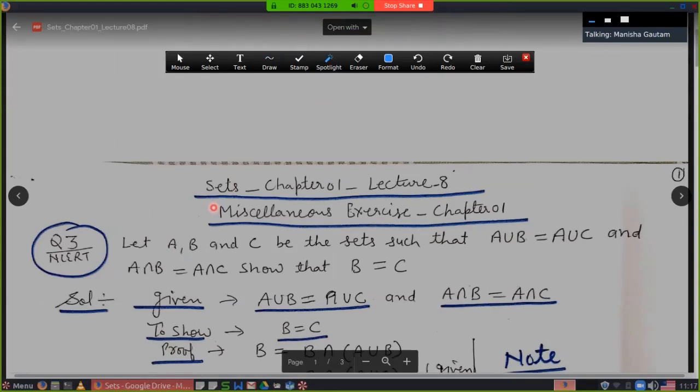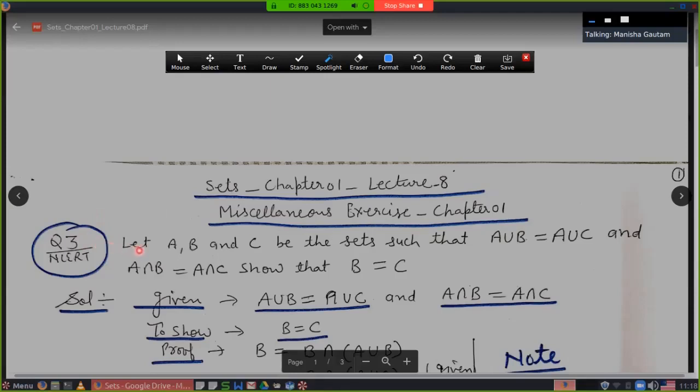In the previous lecture, we proved a few questions by taking an arbitrary element in the left hand side and proving it also belongs to the right hand side, and vice versa. And we proved that two sets are equal. Now here we will discuss question number 3 from the NCERT miscellaneous questions.